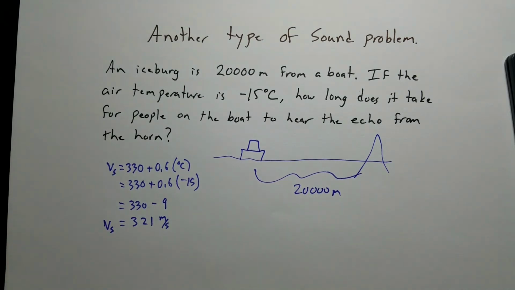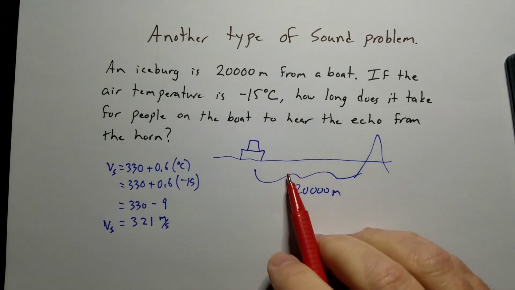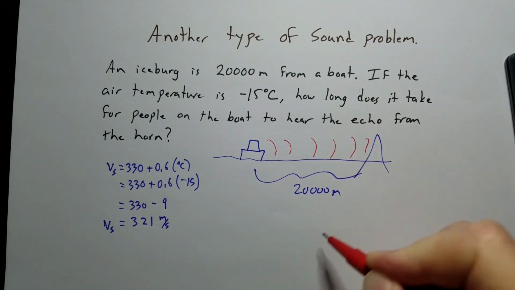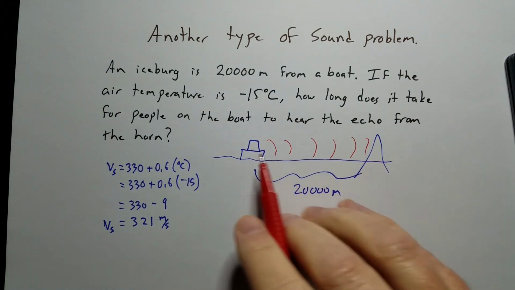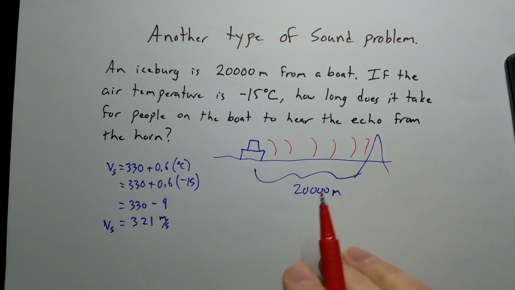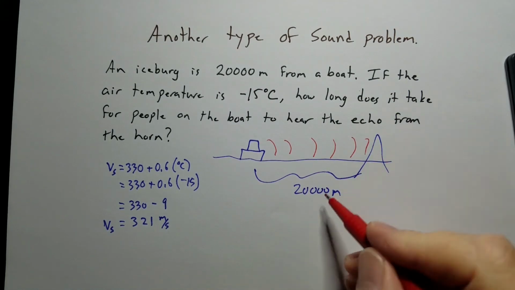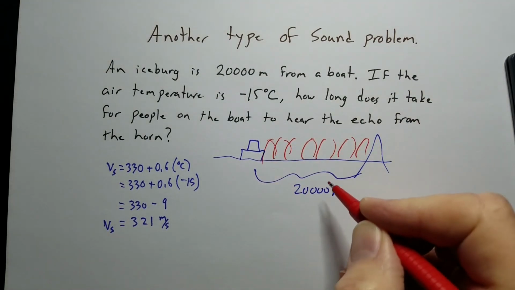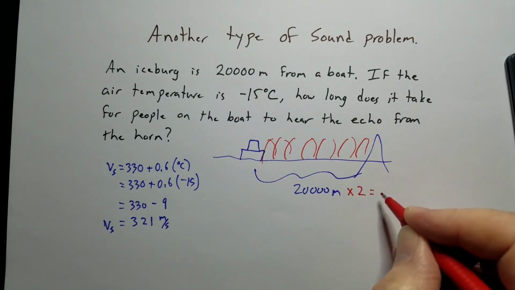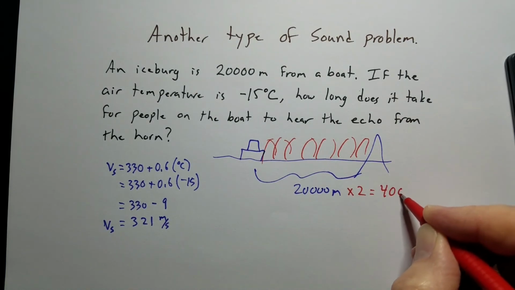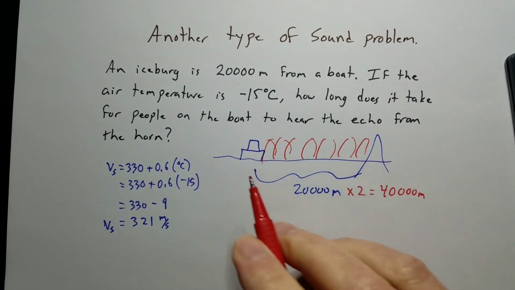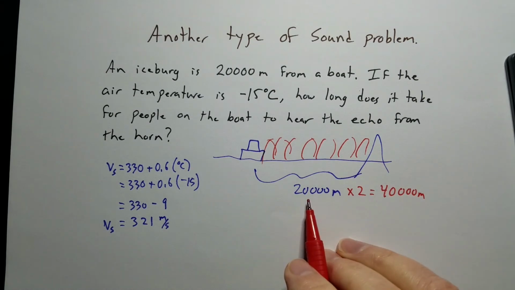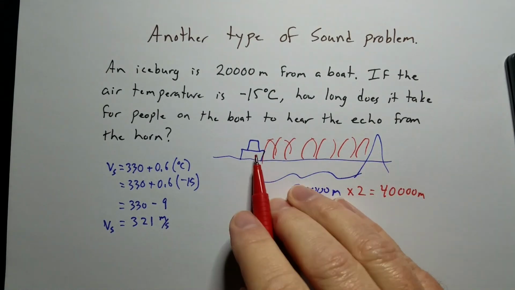But we want to know how long would it take the people to hear the echo. Now that is important because that means the sound has to go out to the iceberg. And if we just want to know that distance or that time, we just use this distance here. But that sound in this one is an echo, so that means the sound has to come back. So that really means that that sound wave traveled 40,000 meters to get to the iceberg and back. If we only want to know to the iceberg, 20,000 meters is fine. But this sound went out and back, so we had to double that.